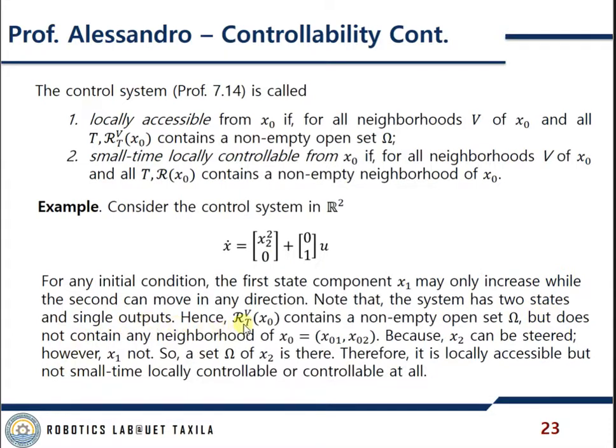Hence, this set of states, starting from x naught with time t within the neighborhood v, contains a non-empty open set omega, but does not contain any neighborhood of x naught, in x1 and x2. This is not possible because one of the states is reaching out. Because x2 can be steered, however x1 cannot. So an open set omega in x2 is there. Therefore, it is locally accessible but not small time locally controllable, or controllable at all.